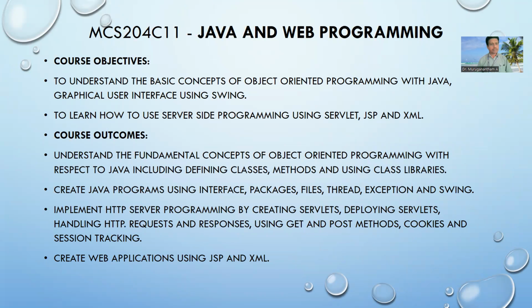First of all, we are going to discuss the course objectives of this particular Java and Web Programming course. The objective is to understand the basic concepts of object-oriented programming with Java. The students need to understand what is an object and what is a class and what are the different aspects of object-oriented programming. So that is the intention of this course. And then followed by how we can implement those object-oriented concepts in Java. So that we'll be discussing in the further units.